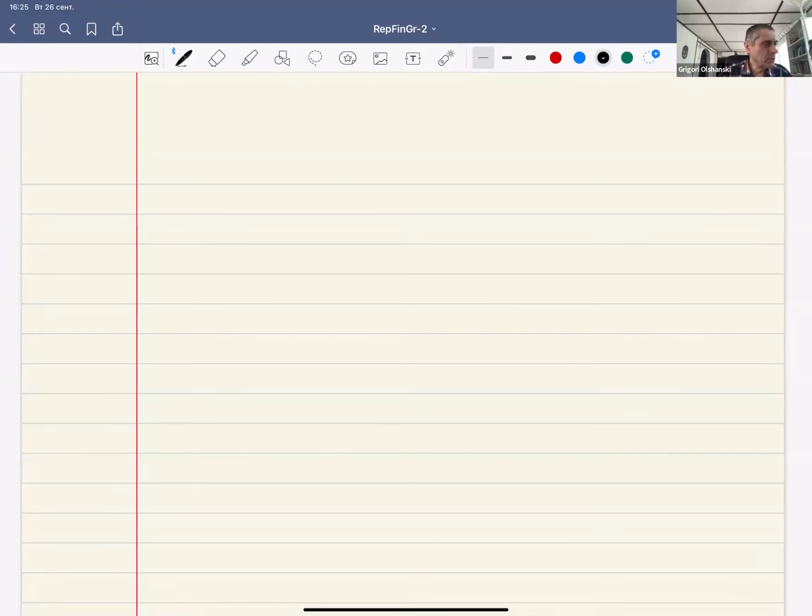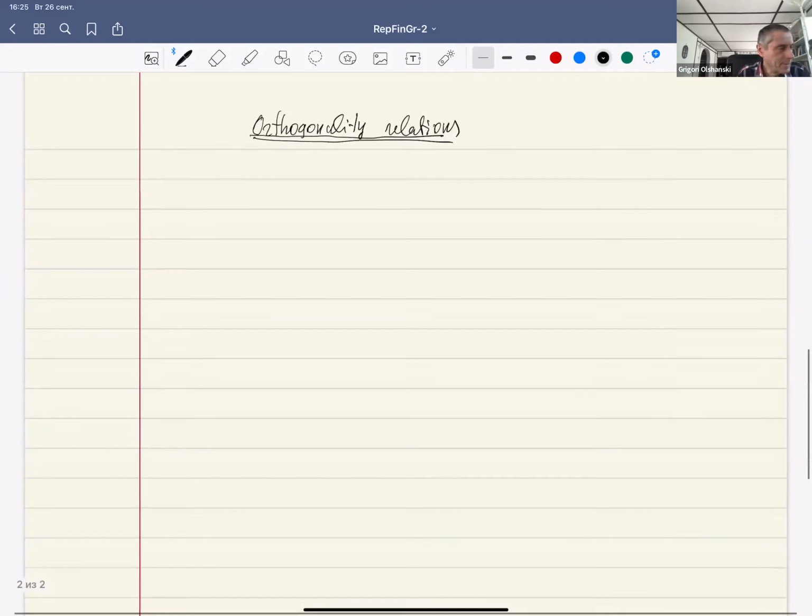So today I want to discuss first of all the orthogonality relations, and many consequences of these relations. So let me remind the basic notation.